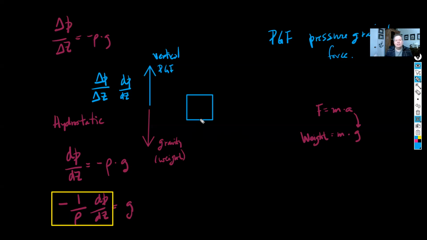So how does that balance get offset? Well, the balance is going to get offset if this parcel, the way that we describe a parcel, a collection of air, is different inside from outside. So let's look at this for a second. Let's imagine that it is colder inside, which means it's more dense than the air around it.